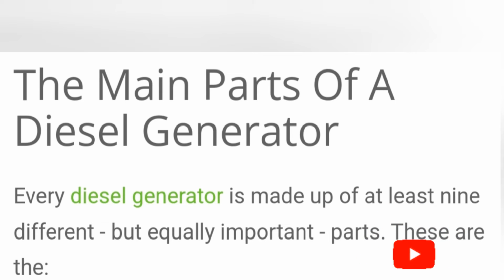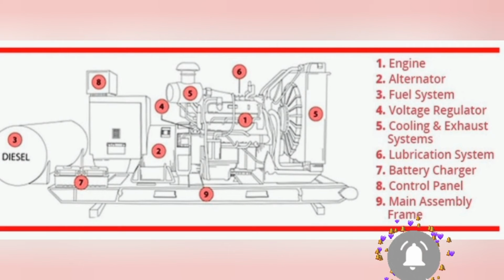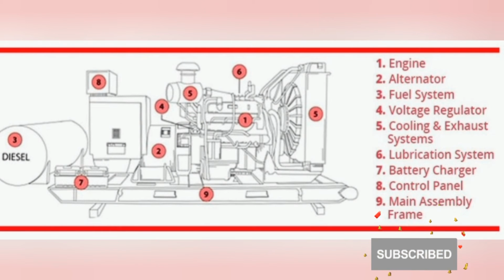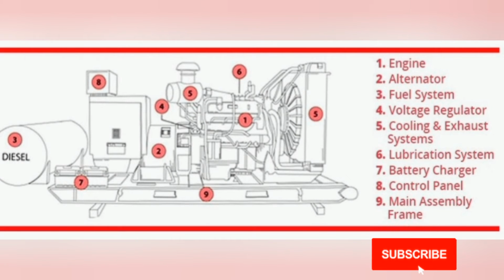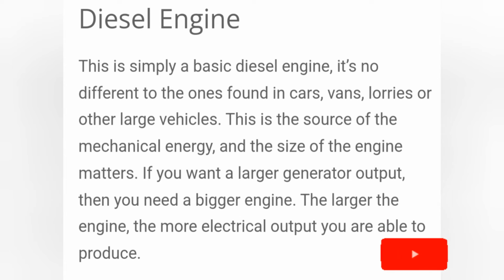So now we can see the main parts of a diesel generator. Every diesel generator is made up of at least 9 different but equally important parts. There are 9 parts in a DG set. The first one is the engine, the diesel engine, because we are using DG sets. Then the alternator, fuel system, voltage regulator, cooling and exhaust system, lubrication system, battery charger, control panel and main assembly frame. These are the 9 main parts every generator has.